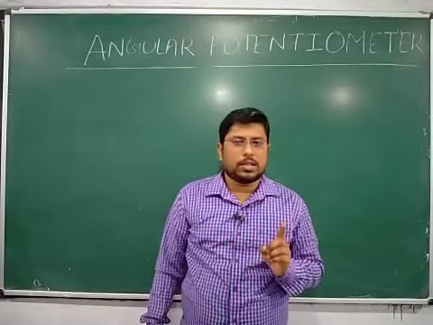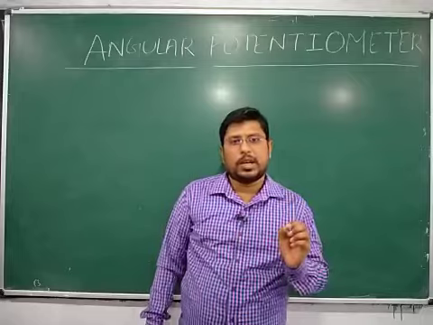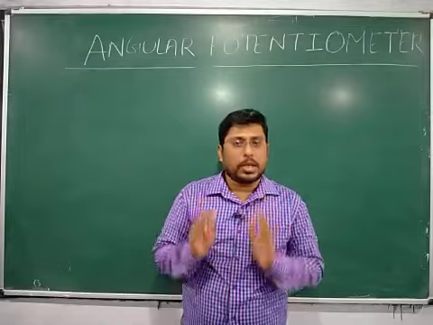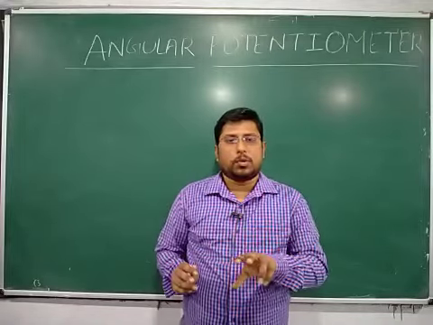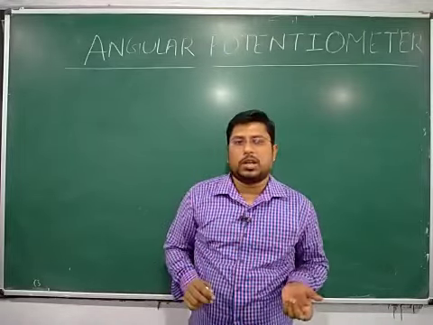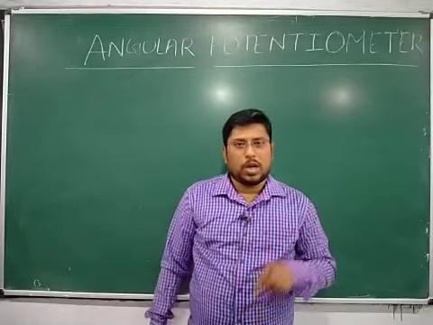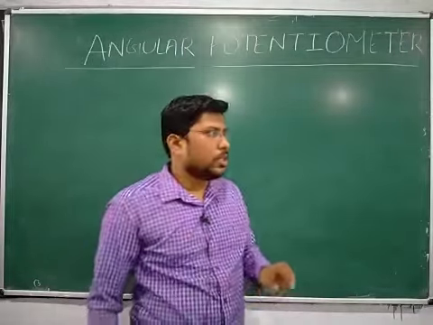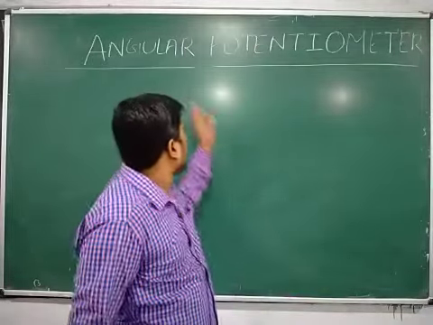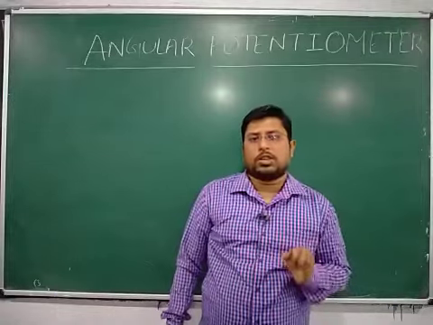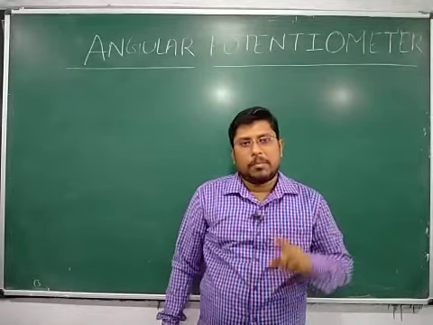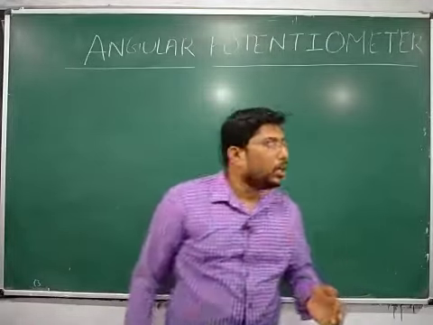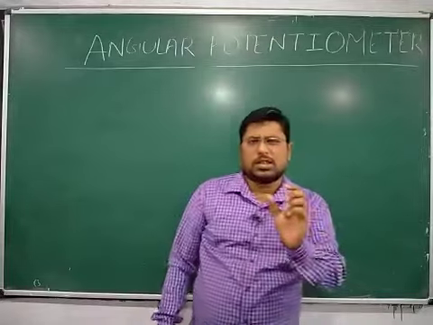Then we studied the classification of sensors. In the first classification, we discussed the displacement and position sensor. In displacement sensors, we learned the potentiometer. There are two types of potentiometer: linear potentiometer and angular potentiometer. We have already covered the linear potentiometer. Now in today's class, we will discuss the working principle and construction of the angular potentiometer. If you have not seen my previous video, go and check it out, then you will understand the angular potentiometer better, because the concept will be the same.